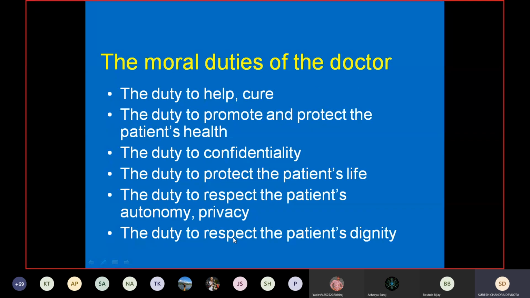The moral duties of the doctors, we just try to quickly finish it. It's just an added topic here. The duty to help and cure, the duty to promote and protect the patient's health, the duty of confidentiality, the duty to protect the patient's life, the duty to respect the patient's autonomy and privacy, and the duty to respect the patient's dignity, self-respect.